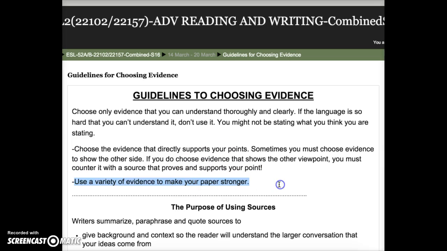And lastly, use a variety of evidence. You want to use as much variety and different sources, different ideas as you can, synthesize them. This will all work to make your paper strong.